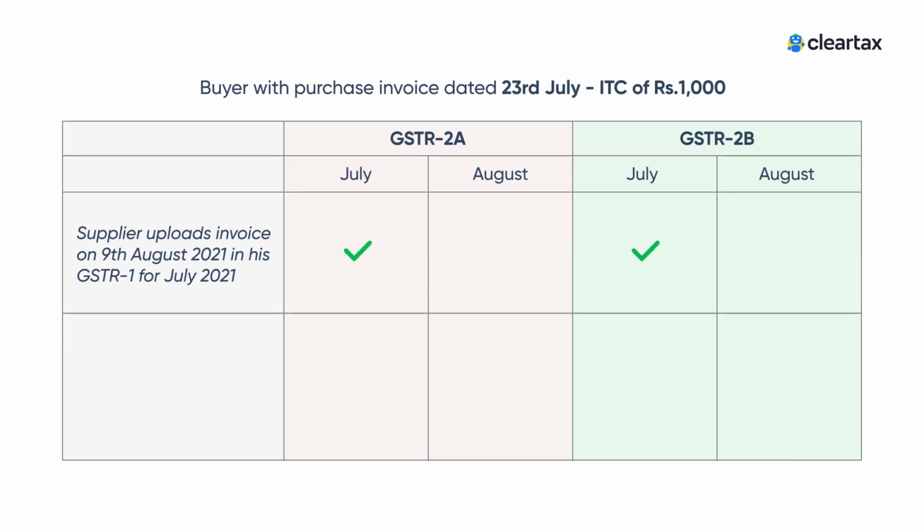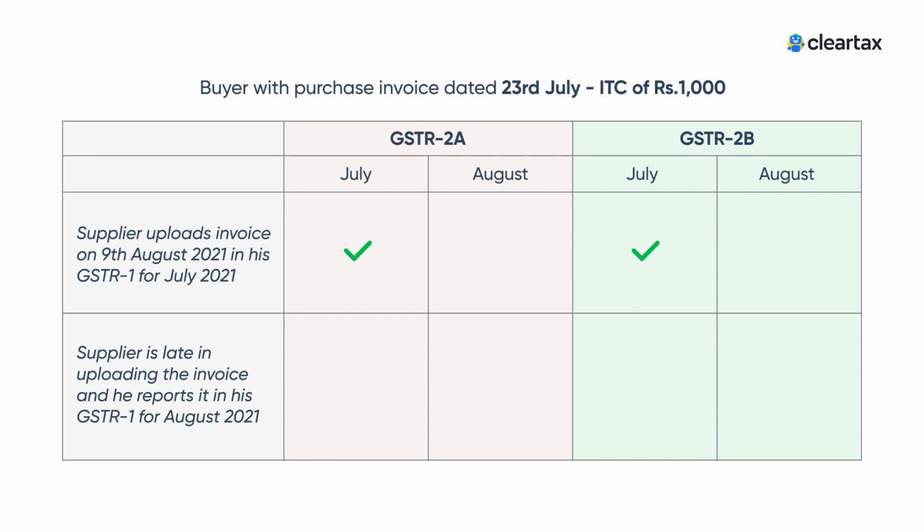In the second scenario, my supplier is late in uploading the invoice and reports it in GSTR-1 for August 2021, say filed on 2nd September 2021. My GSTR-2A for July 2021 gets updated with Rs 1000 being the new ITC entry. On the other hand, this invoice with Rs 1000 as ITC appears in my GSTR-2B for August 2021.